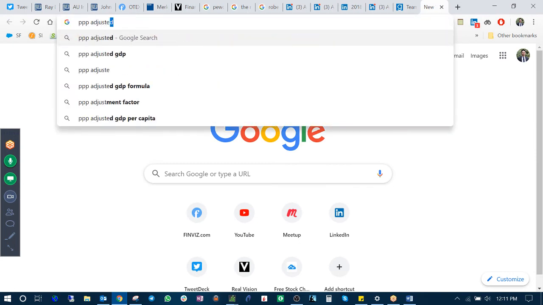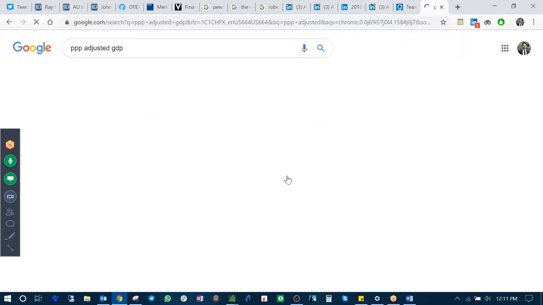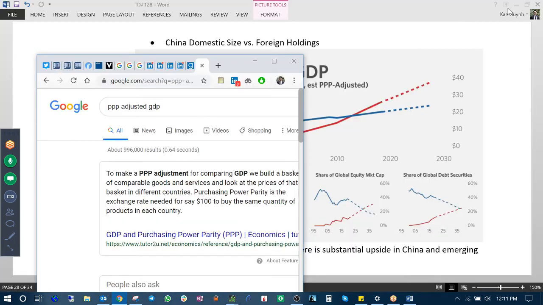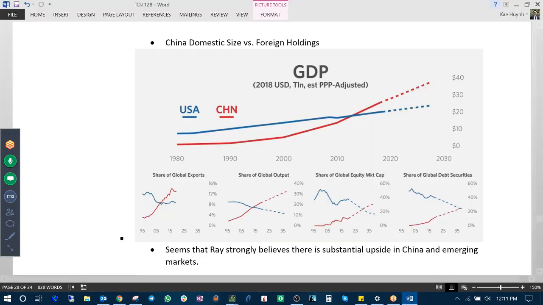No, it's not per person, right? It's adjusted for the domestic price. Build a basket of comparable goods and services, look at prices and purchasing power. Okay, purchasing power parity. Yeah. The nominal number in the US is still much higher. Okay, we'll circle back. Share of global exports.